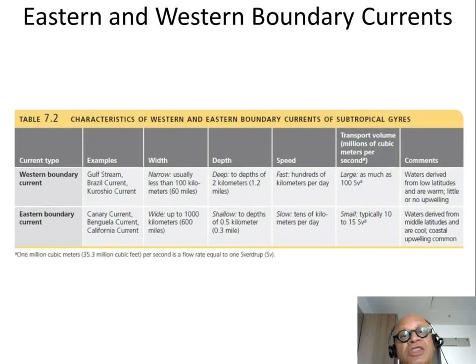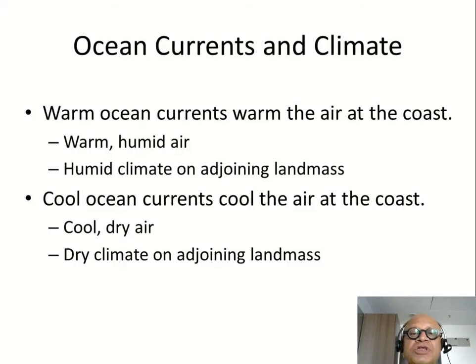So the weather on the western boundary current coasts will be very different, warm, humid, rainy, as opposed to the eastern boundary currents, which typically tend to be cold, dry, with a lot of fog, and so on. Okay, so ocean currents and climate, just to continue that concept: warm ocean currents warm the local air and they create moisture, and they obviously bring low pressure and humid climate. Cool ocean currents bring cool, dry air, dry climate on the landmass. For example, the California current produces dry deserts in California.